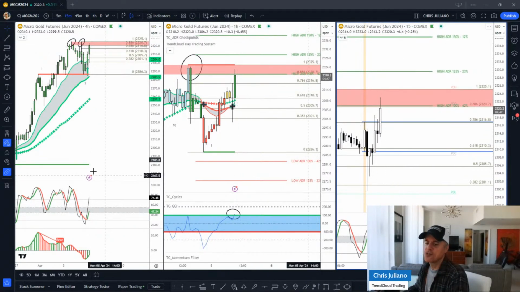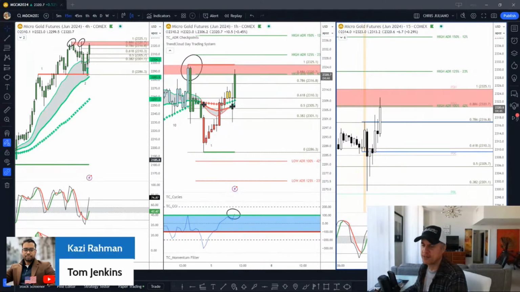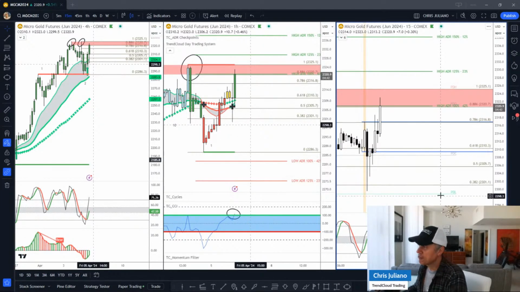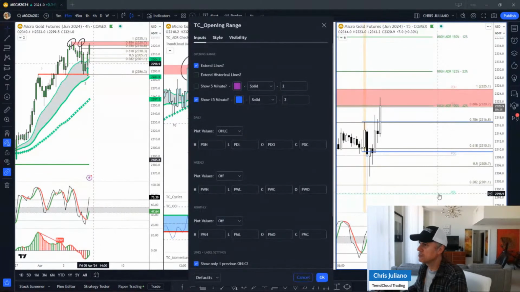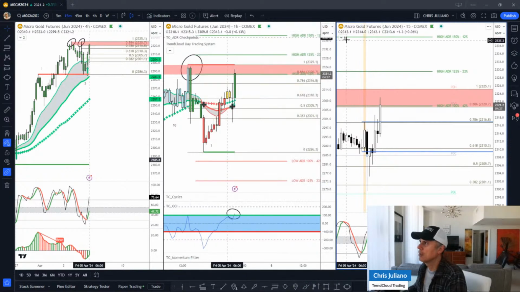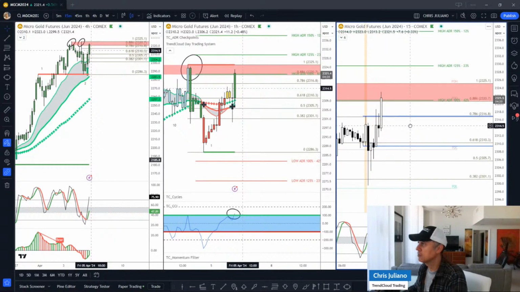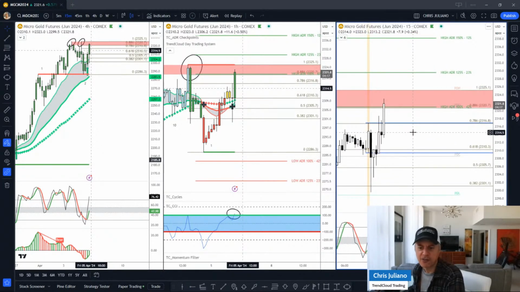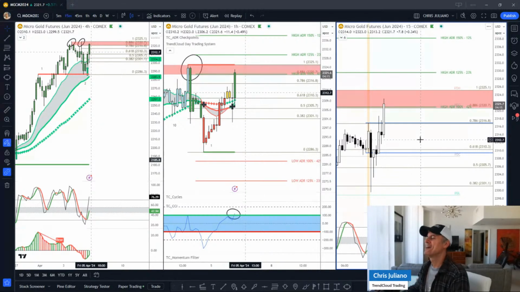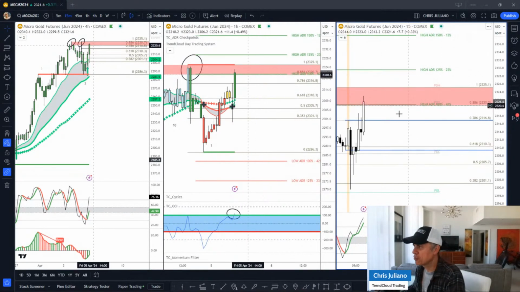We broke Tom Jenkins. That's it. Tom Jenkins is the guy that inspired me to program these levels here, right? Previous day's open, high, low, close inside of our opening range tool. So Taylor Frame, Tom Jenkins, thank you. If you ever see this, they really inspired me to program this thing.